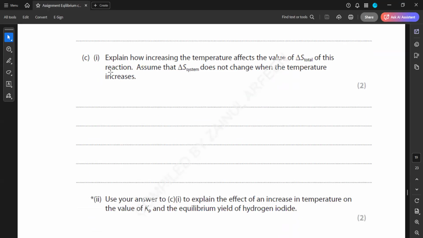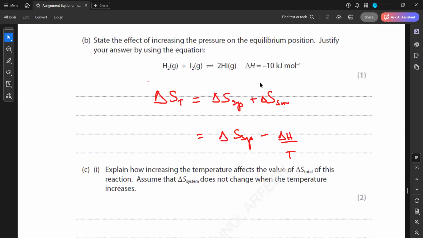Explain how increasing the temperature affects the total entropy of the reaction. Assume the entropy of the system does not change. Okay, when the temperature increases, remember the entropy topic. The total entropy is the entropy of the system plus the entropy of the surrounding, and the entropy of the surroundings is minus delta H by T. If you see the question, the forward reaction is exothermic in nature, so the delta H value is negative.